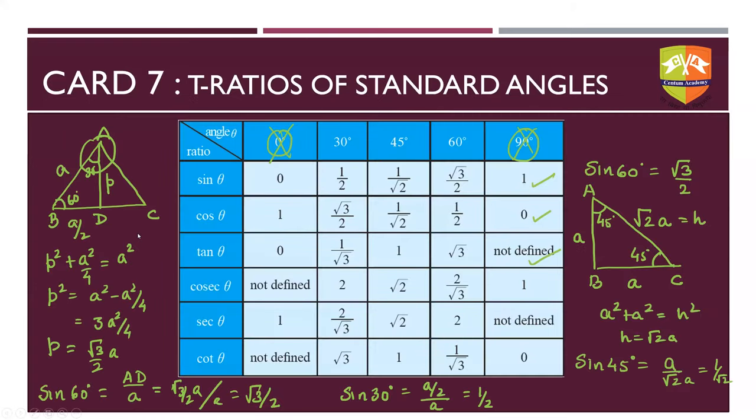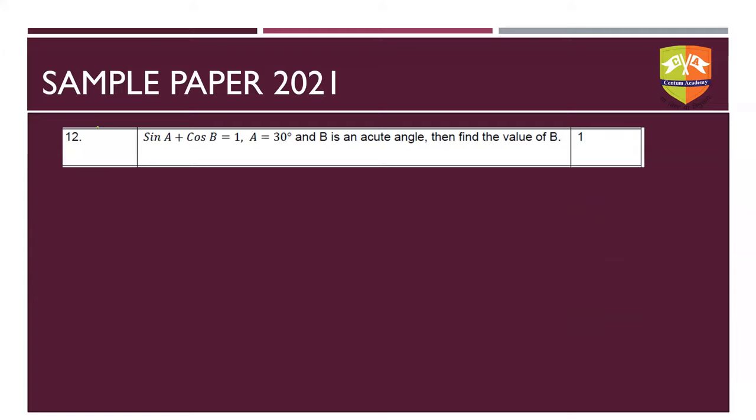Okay, so done, right? So for the T ratios, this is good enough because complementary angles are not there. Life is easier. Let's go to sample paper 2021 and start solving. Sine A plus cos B is 1. This is a one marker, out of the two more markers I told you. This is the first one. Sine A plus cos B is equal to 1, A is equal to 30 degrees and B is an acute angle. Then find the value of B.